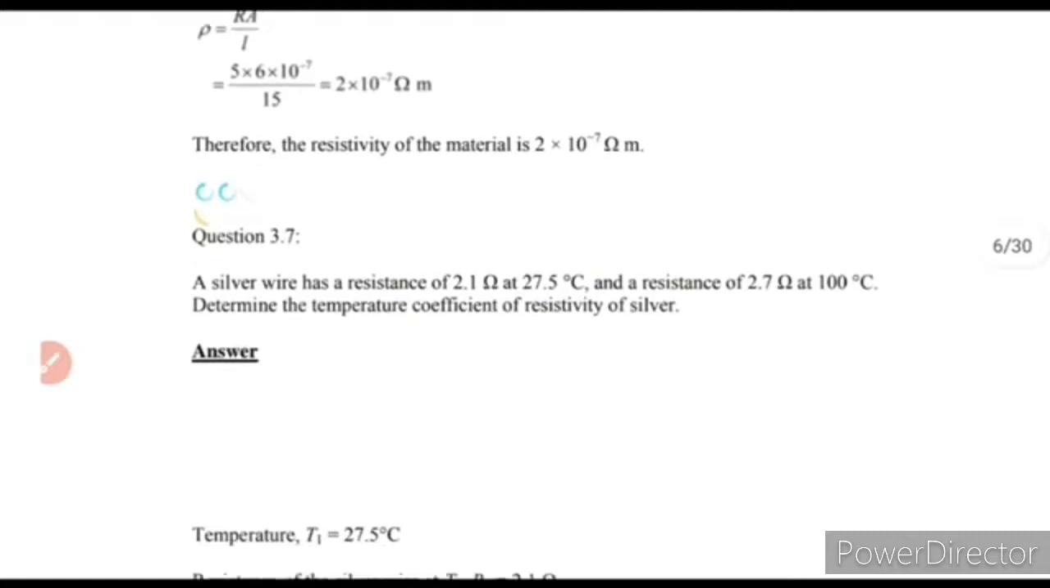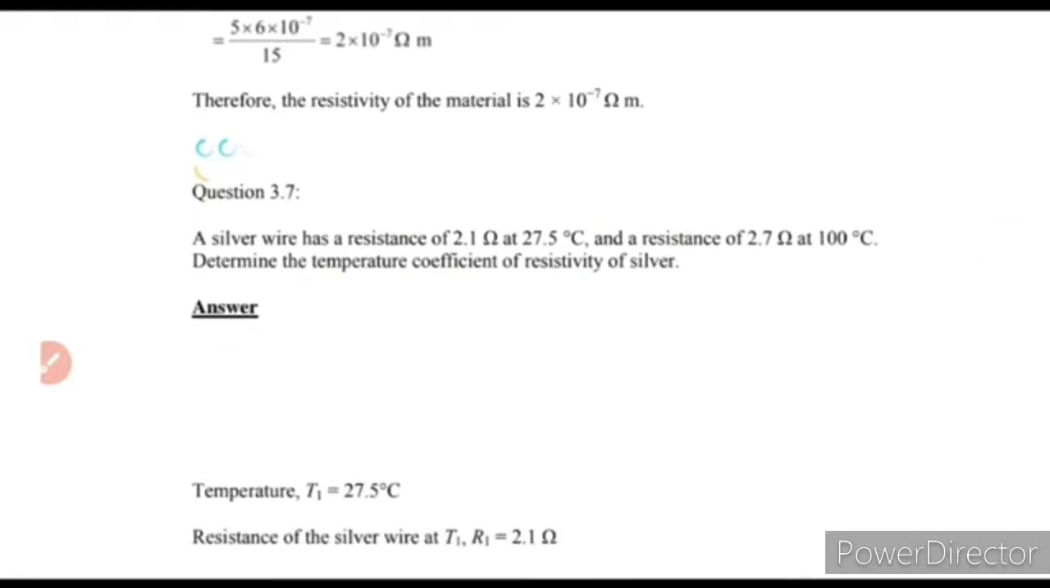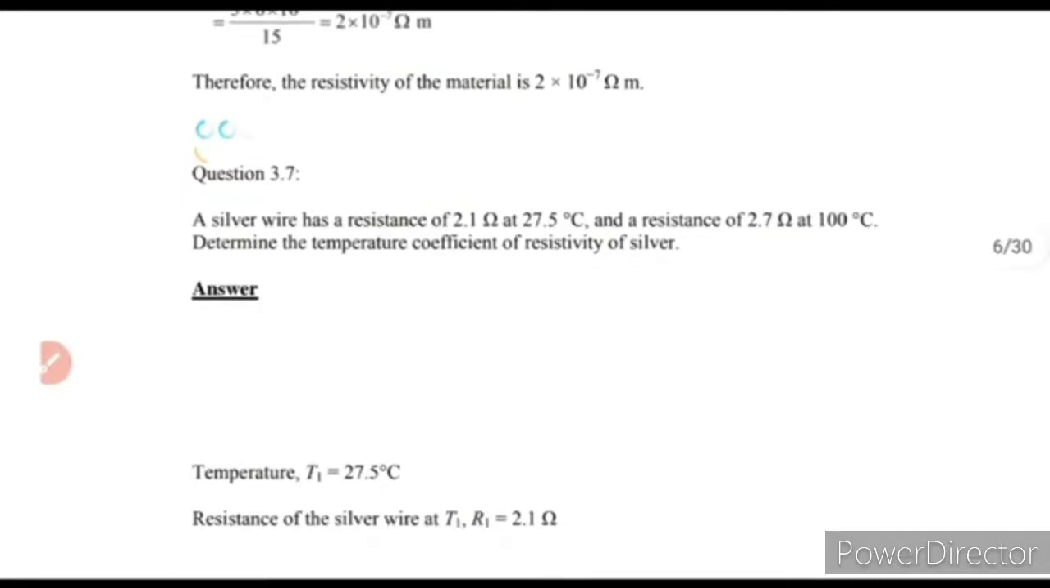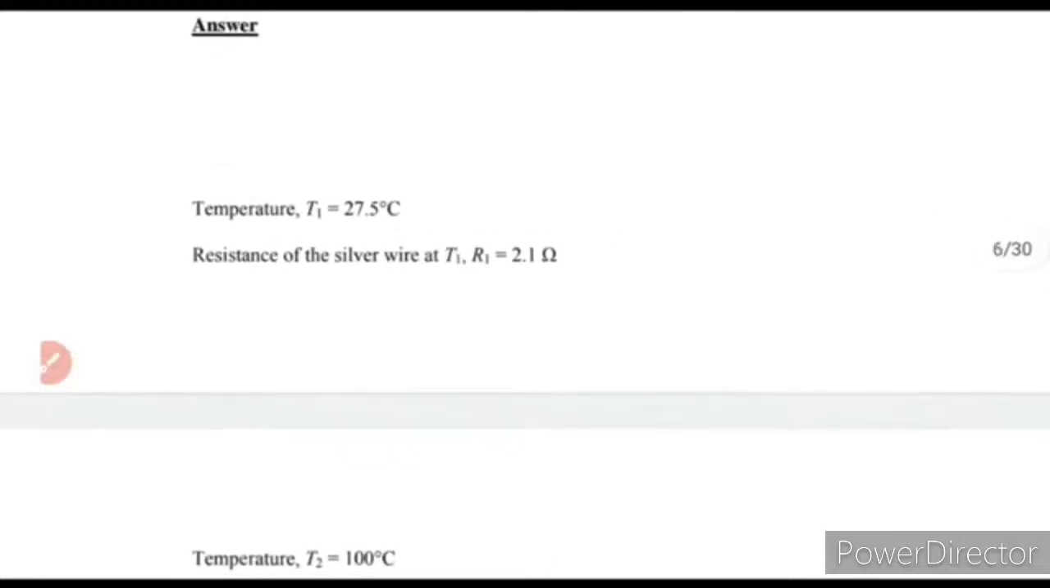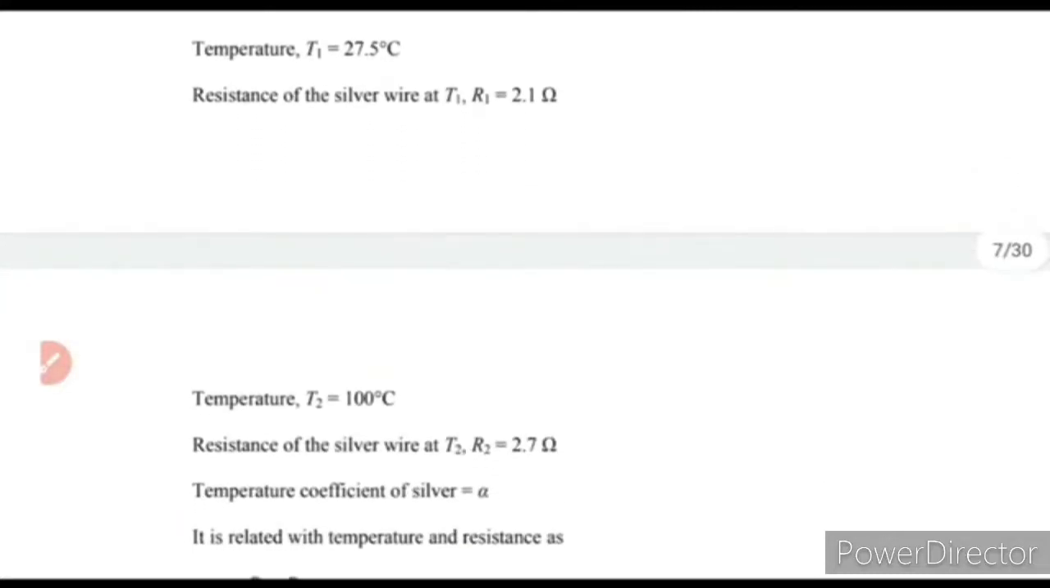Now question 3.7. A silver wire has a resistance of 2.1 ohm at 27.5 degrees Celsius and 2.7 ohm at 100 degrees Celsius. Determine the temperature coefficient of resistivity of silver. So that also we discussed. Alpha is equal to what?